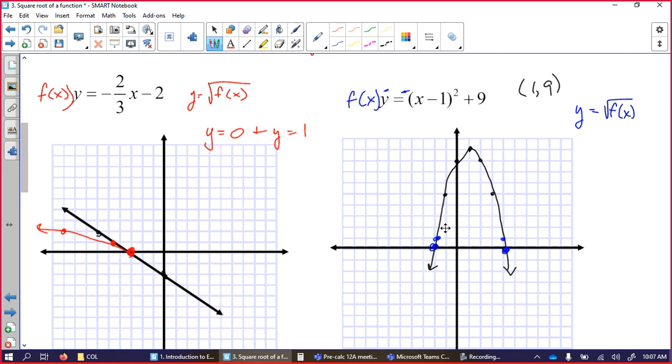1, 2, 3, 4 is somewhere over here. So the square root of that is 2. And the next point, well, 9. The square root of 9 is 3. So we actually get this nice little almost semicircle.